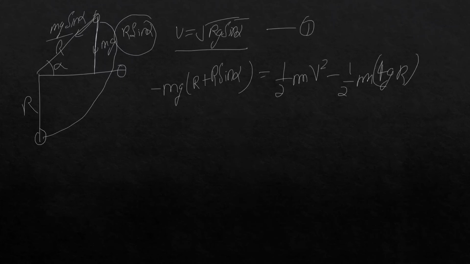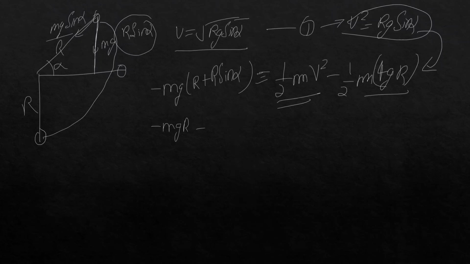We have given 4gR in the starting, that's why we have calculated all the things under 4gR. Now we are using v square, so we will put the value of v square from here, that is Rg sin alpha, and we will try to solve.